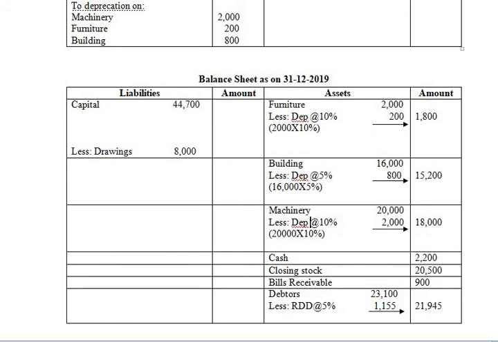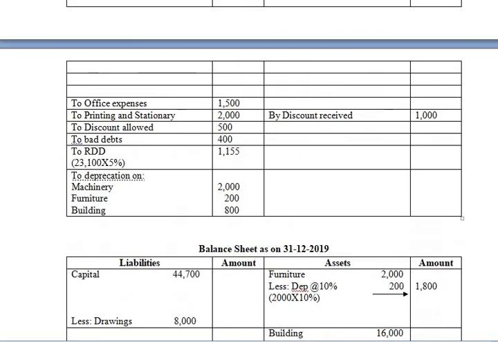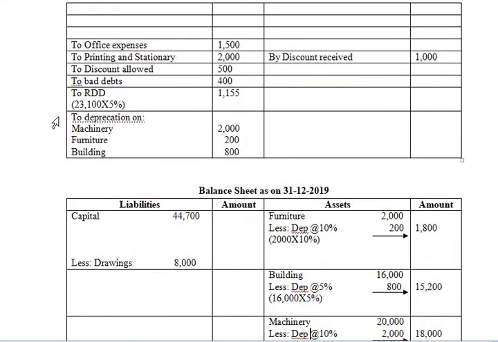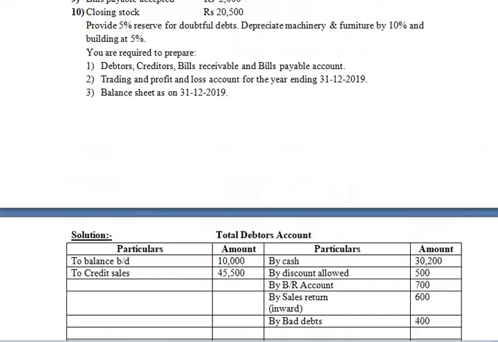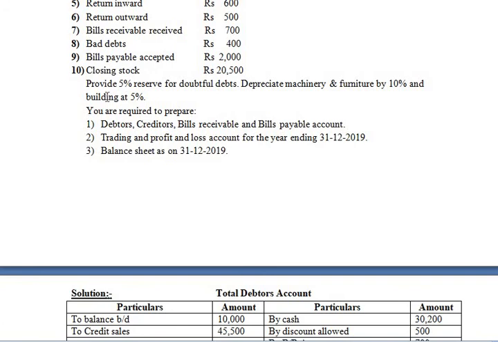Another effect will be in terms of profit and loss account. So in profit and loss account, to the debit side, to depreciation on machinery 2000, furniture 200, building 800. All right, next after depreciation, what is the other transaction that has been given? Other information is nothing more, that is 5% RDD is being taken, depreciation is being taken on all three. Next, you are required to prepare debtors account, bills receivable account, bills payable account, trading and profit and loss account and balance sheet, which we are already preparing.